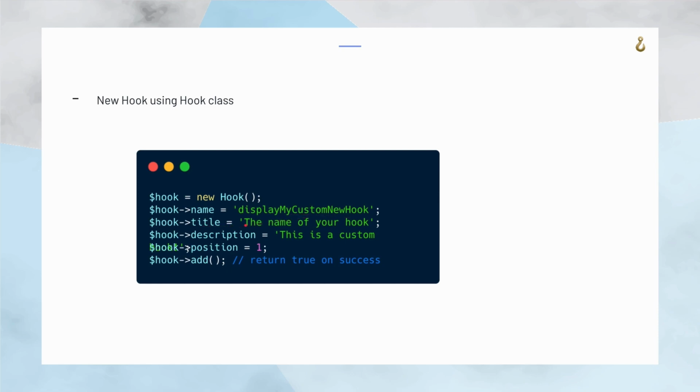Next we are defining the title. This will be a human friendly name, like the name of your hook. You can call it, for example, product image on click, something really random. And we have the description, again for humans, and the position, and finally we end up with an add, that is the method that injects this hook into the database and makes it available.